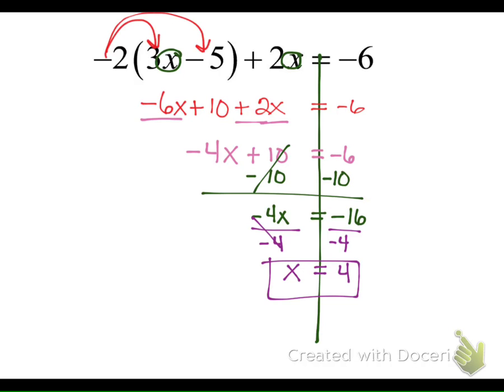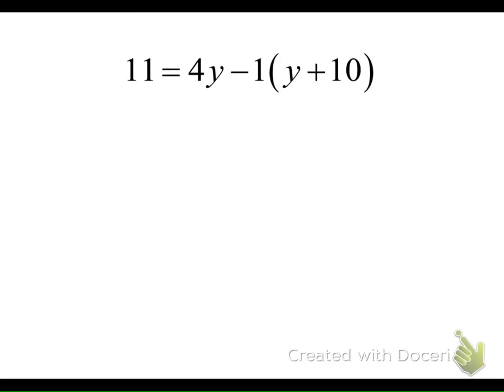Okay, next one. So this next one is similar to what we just did. It's 11 equals 4y minus 1y times 10. Or excuse me, y plus 10. So I'm going to go ahead and get it set up by drawing my line of equality. Circle my variables. In this case, if you notice, I said variables. And I'm going to go ahead and begin simplifying. Can I simplify anything on my left side? No. So I just bring that 11 down. What about on my right side?